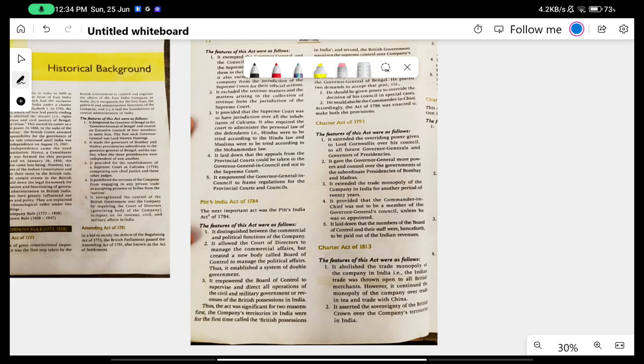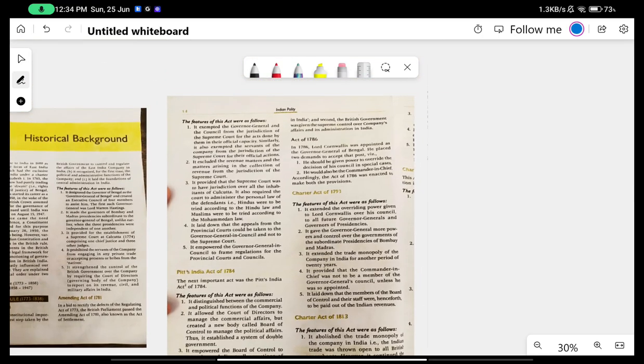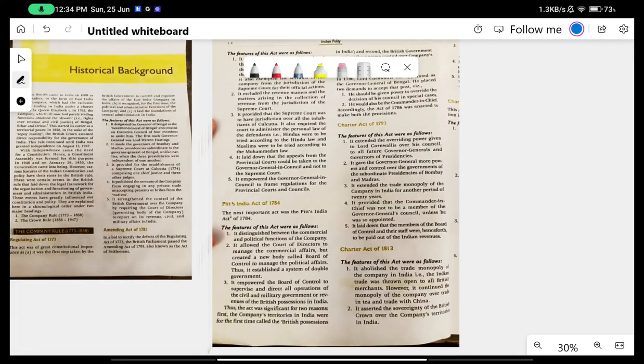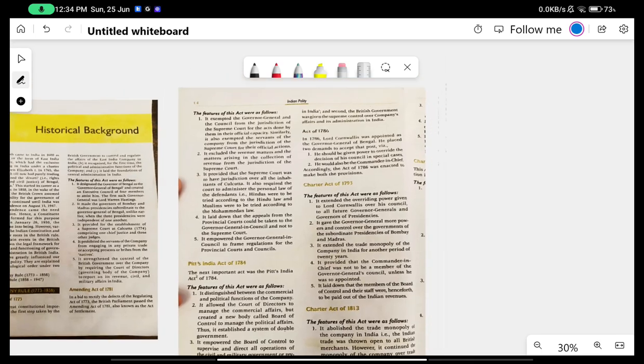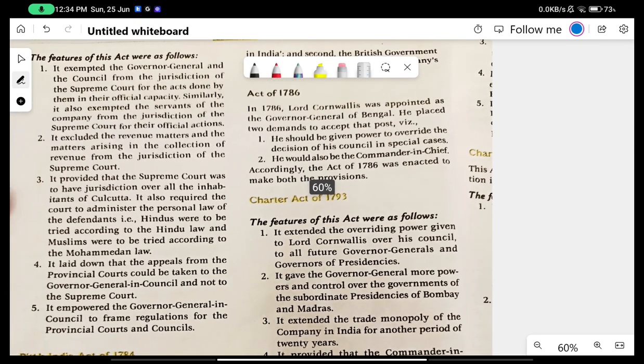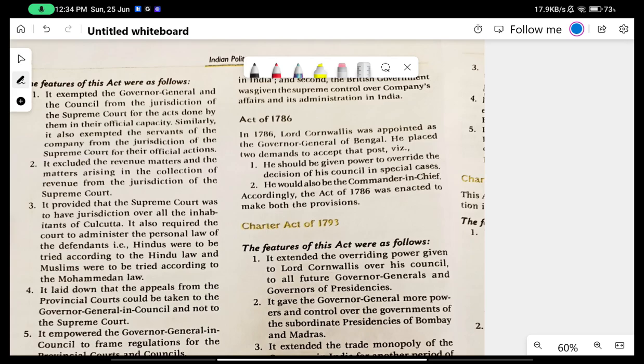Now next comes our Act of 1786. Here is our Act of 1780. Wait, yes, 1786 is here. It's very small. So it's not exactly an act. I mean, this is an act, but this was mainly to appease the wishes of Lord Cornwallis.